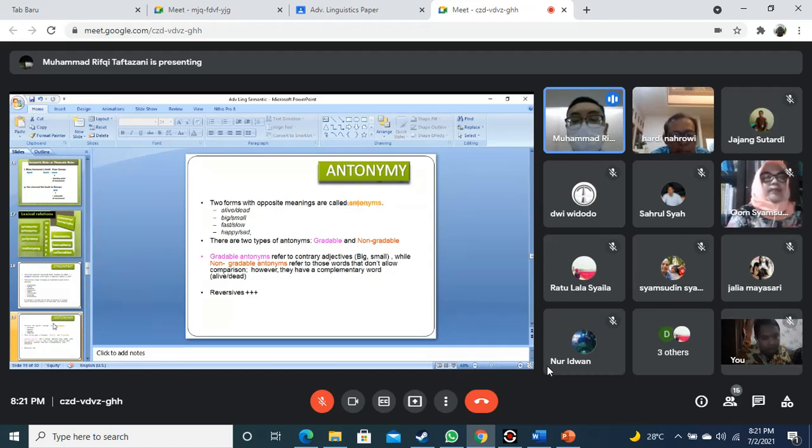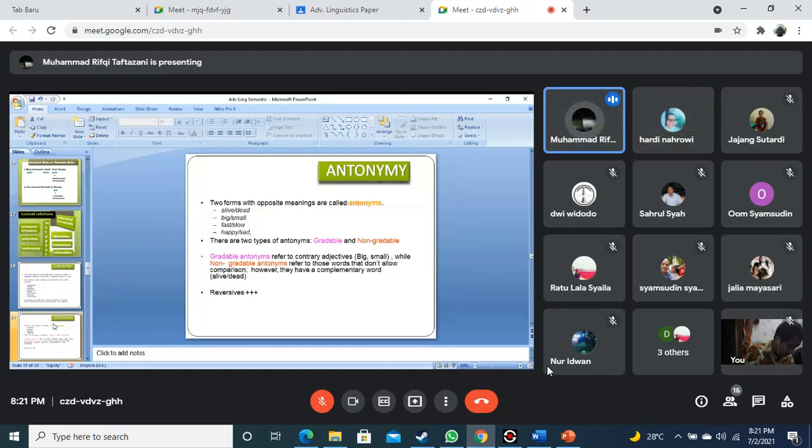comparison. Jadi memang yang tidak bisa diperbandingkan gitu. However, they have a complementary word. Jadi memang untuk yang bisa dibandingkan itu kita kategorikan untuk gradable antonymy, and vice versa. Jika tidak bisa dibandingkan itu kita kategorikan untuk non-gradable antonymy. Ya. For example, untuk gradable is big, small, for example, tall, short, and etc. And then non-gradable we can see here alive, dead, and reverse sideways. Jadi kebalikannya ya untuk antonymy itu kebalikan dari synonymy.